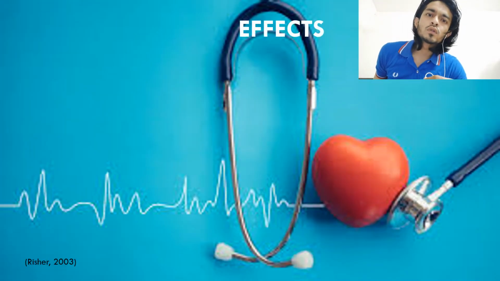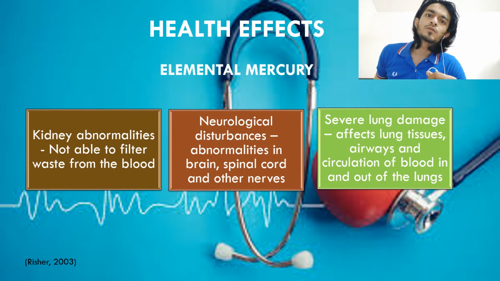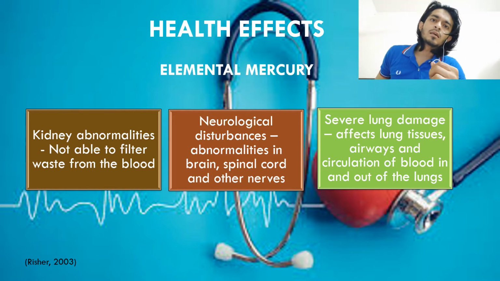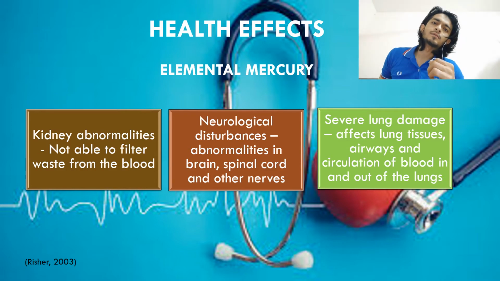Okay, now we go to the health effects first. Health effects of elemental mercury. The first one is kidney abnormalities. Kidney abnormalities will cause the kidney to be unable to filter waste from the blood. The second is neurological disturbance. This will cause abnormalities in the brain, spinal cord and also other nerves. And the third point is severe lung damage. It will affect the lungs, airways and circulation of blood in and out of the lungs.